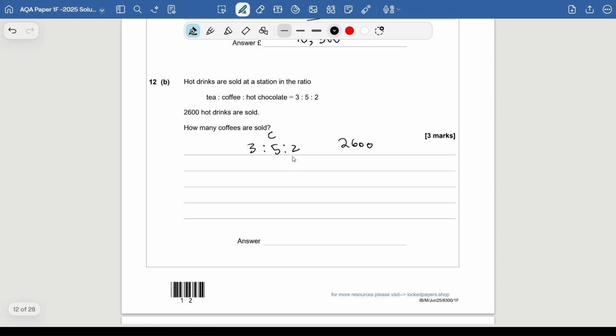So to figure out how many coffees were sold that day, we need to find the value of one part. So 2,600 divided by 3 plus 5 is 8 plus 2 is 10. So the total amount has to be divided into 10 parts so that I can figure out the part for the coffees. So that's 260. So the tea will be 3 times 260, coffee has to be 5 times 260. So that's 5 6s are 30, 5 2s are 10 plus 3 is 1,300. So 1,300 coffees were being sold on that particular day.